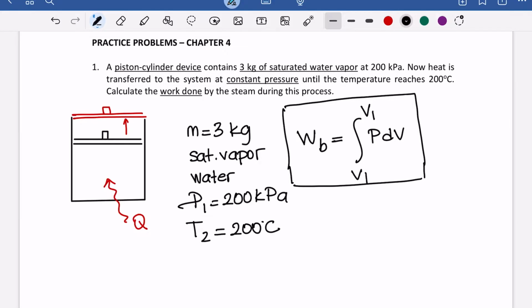Since it's a constant pressure process, that means that the initial pressure is equal to the second state pressure, and there is a constant pressure during the process. That means when we are taking that integral, the pressure can easily come out of the integral since it's constant throughout. So that is something good that we can use. If we do that, let's see how it's going to look.